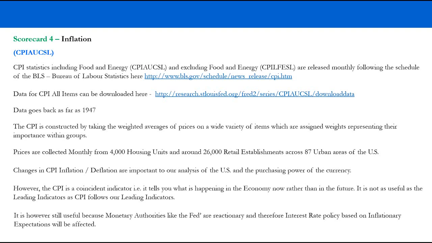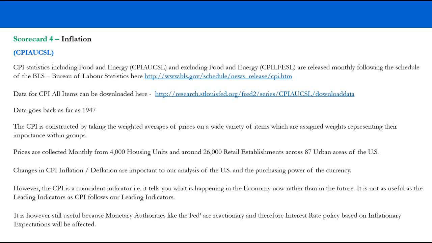Both sets of stats are released monthly, so we get monthly inflation data on the schedule of the BLS, the Bureau of Labor Statistics, and the links are available here. We'll be going into those links a little bit later. The data for CPI all items is basically downloaded on the St. Louis Fed, but the stats do get released by the Bureau of Labor Statistics. The data for CPI, including food and energy, goes back as far as 1947, so it's pretty useful to us.